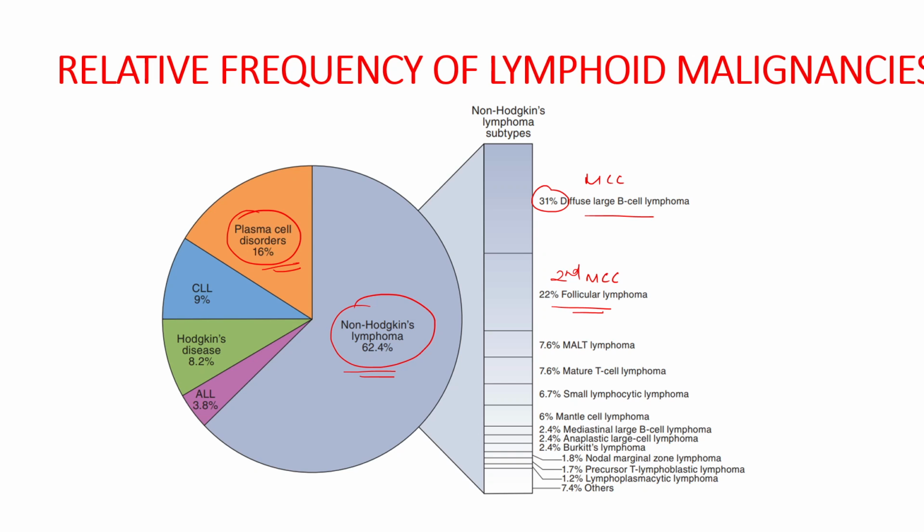Then we have chronic lymphocytic leukemia, which is usually seen in adults. It is the lymphoid malignancy of adults. Then we have Hodgkin's lymphoma, which we will discuss in detail in this lecture. And finally, a rare tumor which is seen in children, which is acute lymphoblastic leukemia.